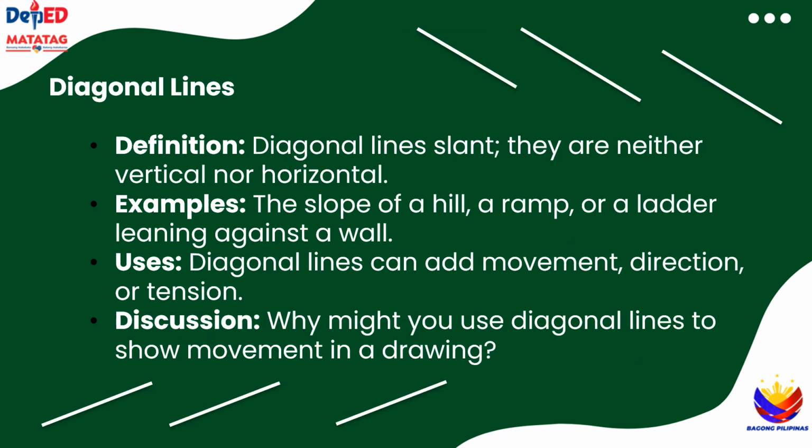Diagonal lines slant. They are neither vertical nor horizontal. Examples include the slope of a hill, a ramp, or a ladder leaning against a wall. Diagonal lines can add movement, direction, or tension to a drawing. They make objects look as if they are moving or leaning. Why might you use diagonal lines to show movement in a drawing? They can create action, adding energy and direction to your art.